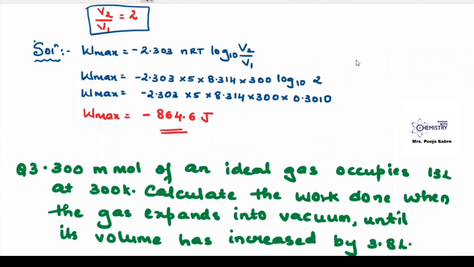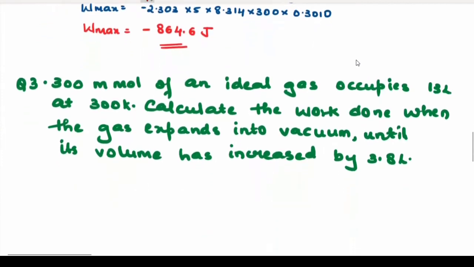So understood how to use the log and anti-log table to carry out any calculation. No matter which chapter you are studying, which topic you are studying, you can use the log calculation wherever required. Okay, now let us move ahead with the next question.